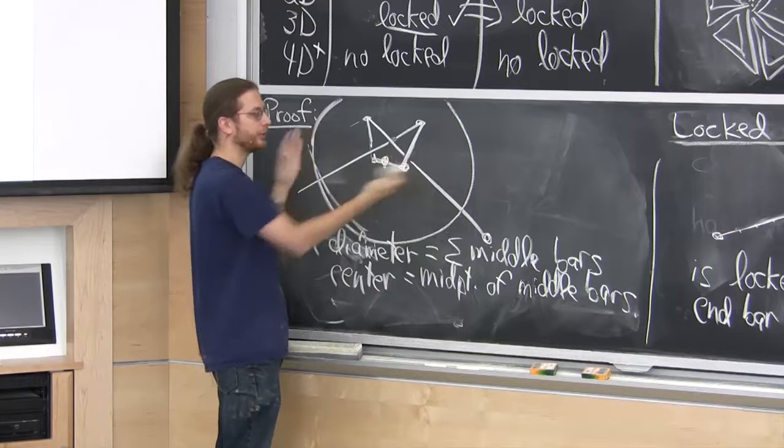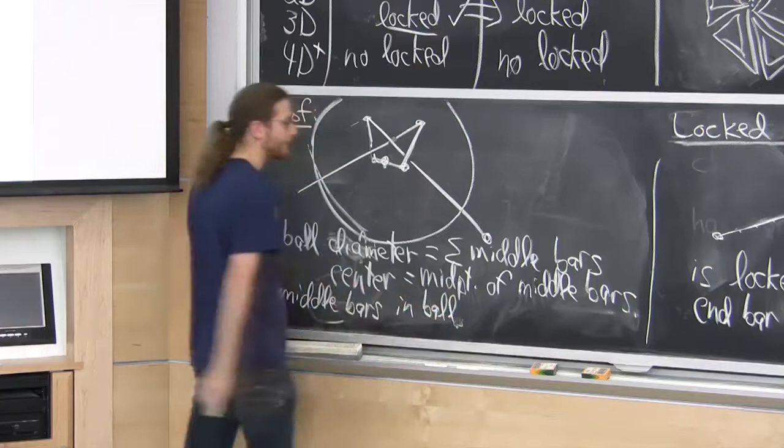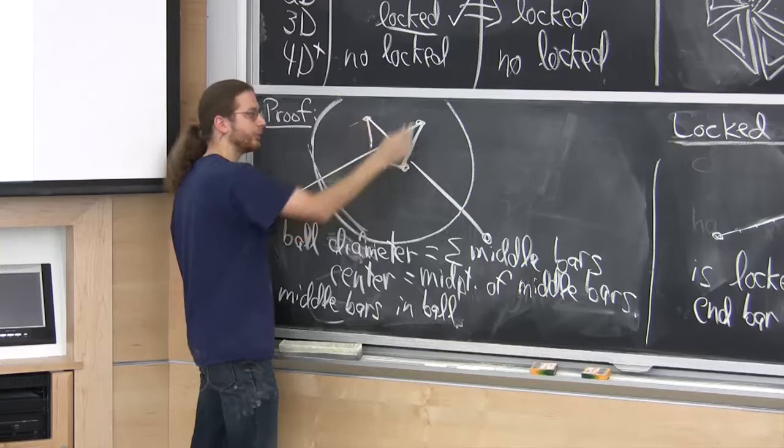So that means the middle bars are in the ball. Maybe just barely, but no matter how you move this thing, I mean, if you move this point, then the ball moves with it. So no matter how this thing folds, those three bars stay inside the ball.